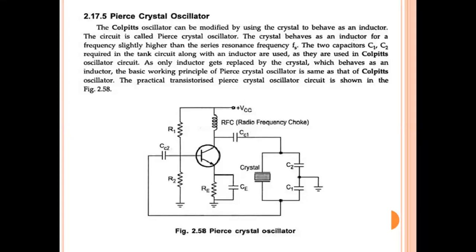In this crystal oscillator, we are using a crystal. The basic working principle of the crystal oscillator and the Colpitts oscillator are the same. Instead of using an inductor, here we are using a crystal only. So how is the Barkhausen criteria satisfied? When the phase shift becomes 360 degrees.